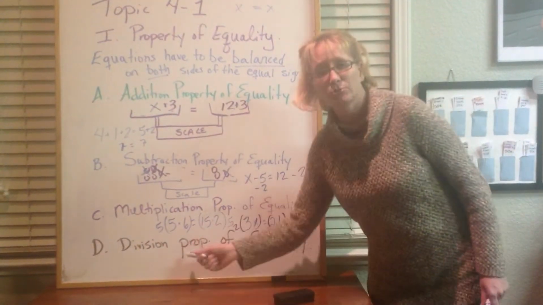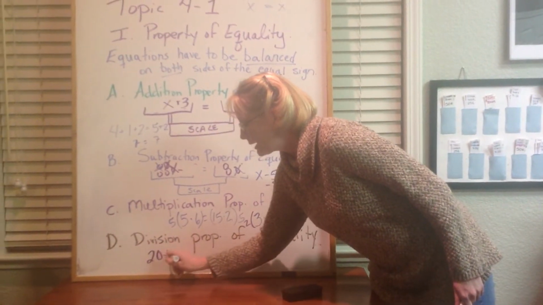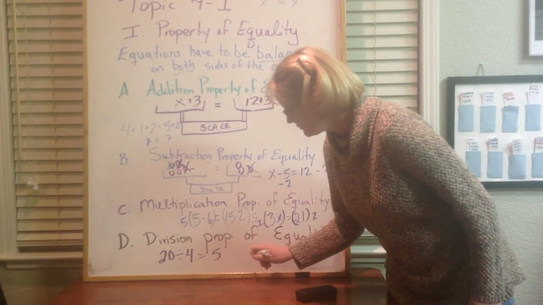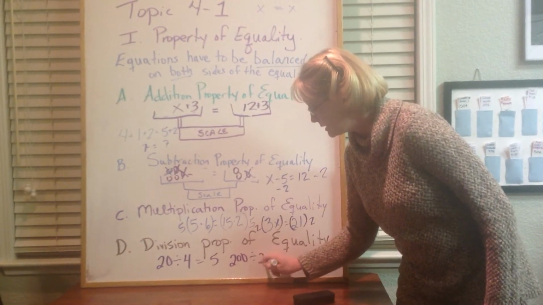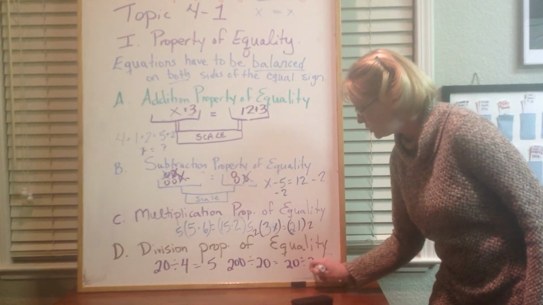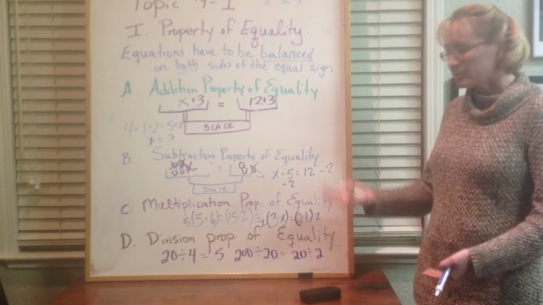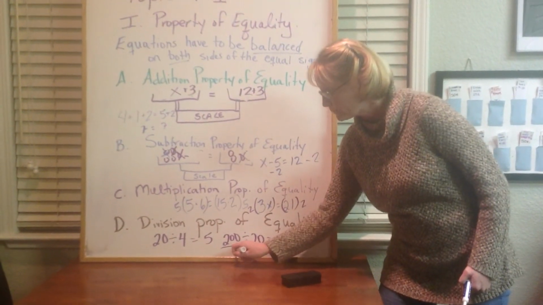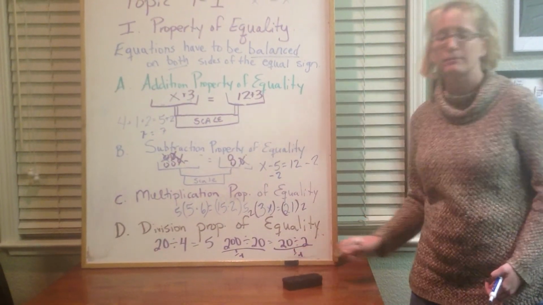The last one is the division property of equality. So if I have 20 divided by 4, that equals 5. What if I have 200 divided by 20, and I have 20 divided by 2? They equal the same thing, yeah, we're good. Okay, and so they have to be equal on both sides. And that's just the whole point. If I divided this whole thing by 1/4, I would have to divide the other side by 1/4 to keep it balanced. Okay, that's it.